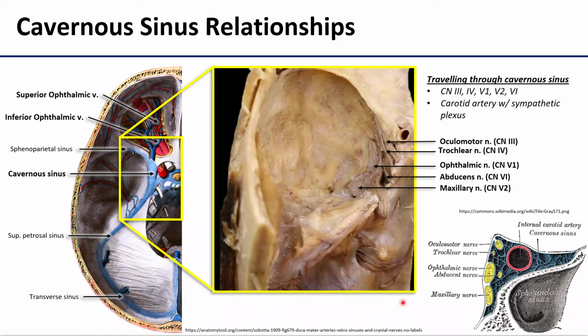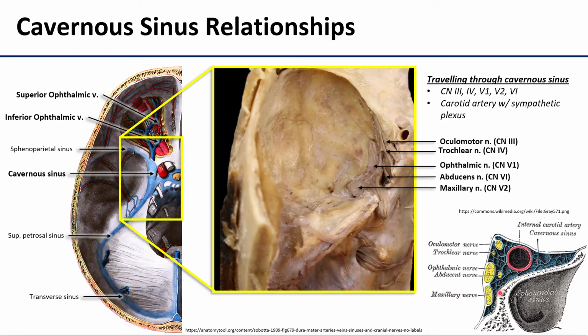Now, some of these are going to travel through the wall of the cavernous sinus. And if we look down here, we can see which ones those are. We have the oculomotor nerve, trochlear nerve, ophthalmic nerve, and a little bit of the maxillary nerve as well. The abducens nerve is a little bit special. We're going to call this the abducens. Some texts call it abducent, as you can see right here. We're going to stick with abducens.